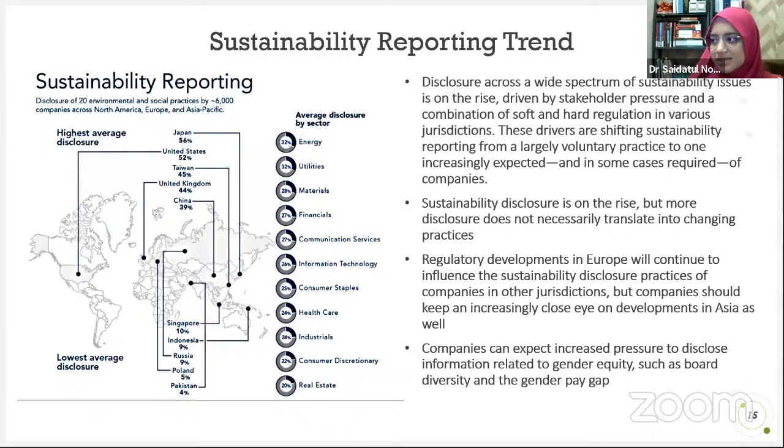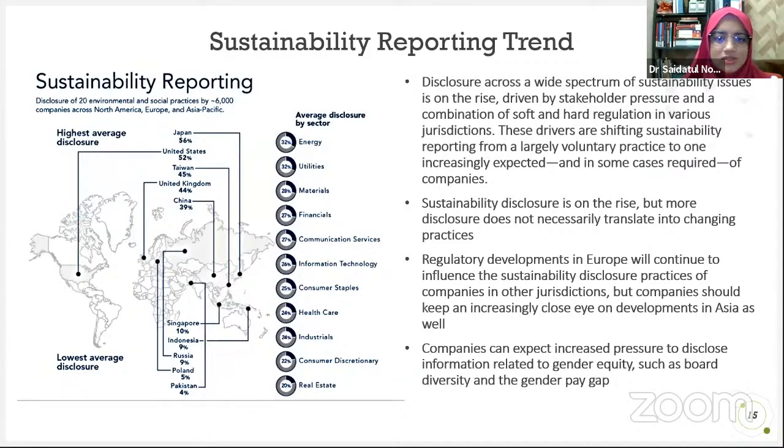All right, and these drivers are shifting sustainability reporting from a largely voluntary practice to one increasingly expected, and in some cases required of companies. So before this, it is voluntary. Sustainability reporting is actually mostly voluntary, but now it's moving towards everyone must do it already. You can't escape from it.